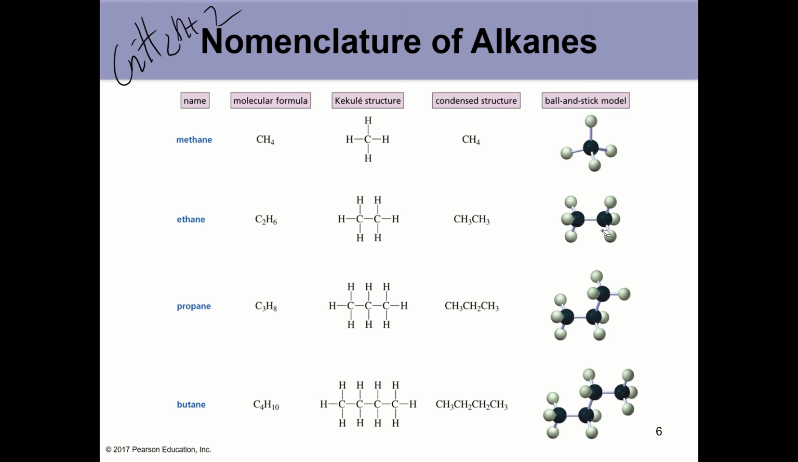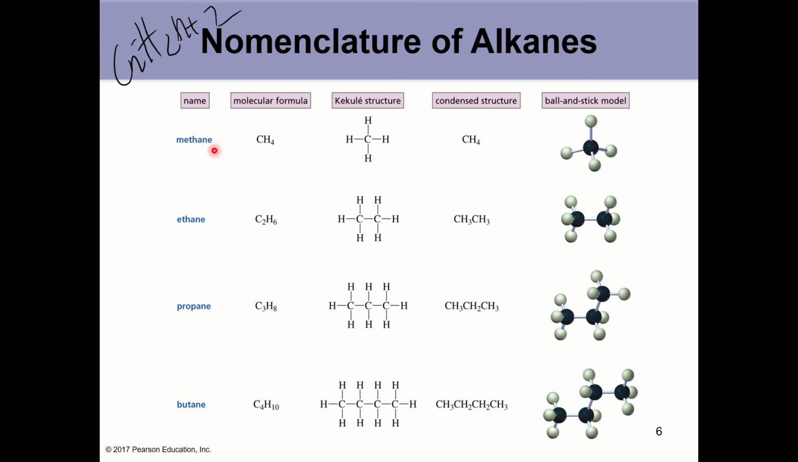So for nomenclature and structure of alkanes, you should be able to go from a name, such as methane, and draw either the molecular formula, the Kekulé structure, the condensed structure, or the line structure. And you should be able to build a model given a model kit.